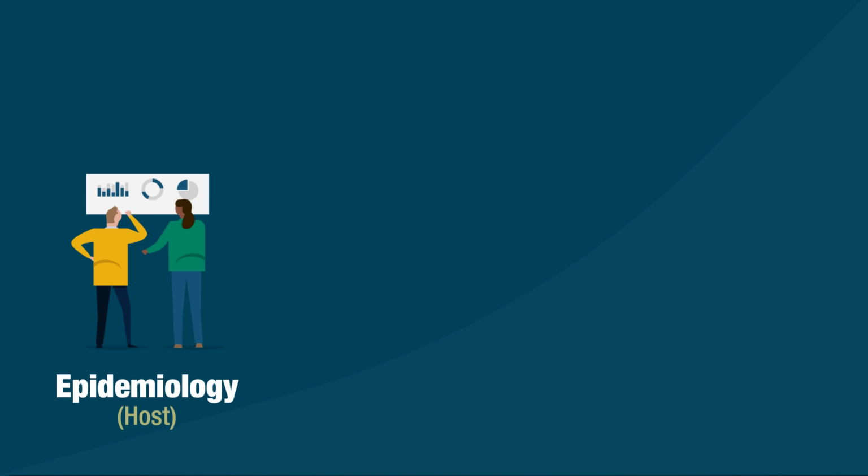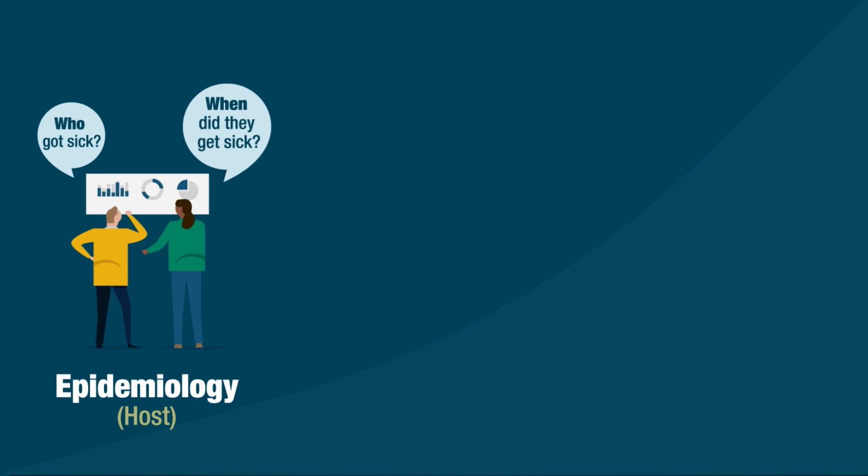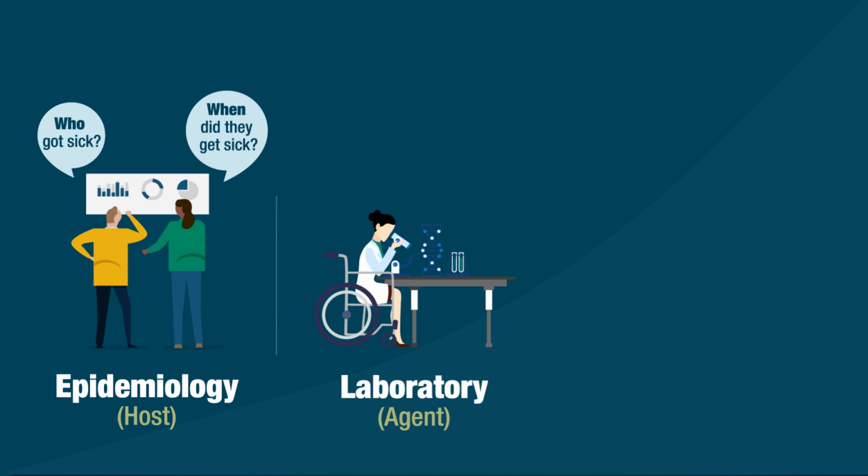Epidemiologists collect data about the host of the foodborne illness. They answer the questions, who got sick, and when did they get sick? Epidemiological data is used to form a hypothesis on the suspected pathogen or other agent. The data also help identify implicated food items that helps guide the investigation. Laboratory scientists collect data about the agent that is causing the foodborne illness. They answer the question, what agent got people sick?